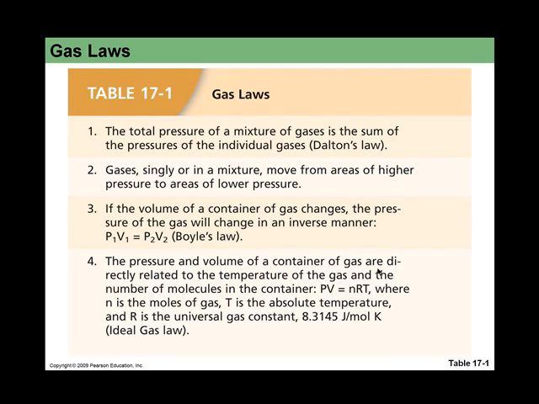So the pressure and the volume of a container of gas are directly related to the temperature of the gas and the number of molecules in the container. PV equals nRT is the formula that we're talking about, where n is the moles of gas, T is the absolute temperature, and R is the universal gas constant, 8.3145 joules per mole Kelvin temperature, right? That's the ideal gas law. So these are the 4 gas laws that are taken into account here, and we saw different laws for the hydraulic pressures of the blood vessels of the circulatory system. This is pneumatic here.